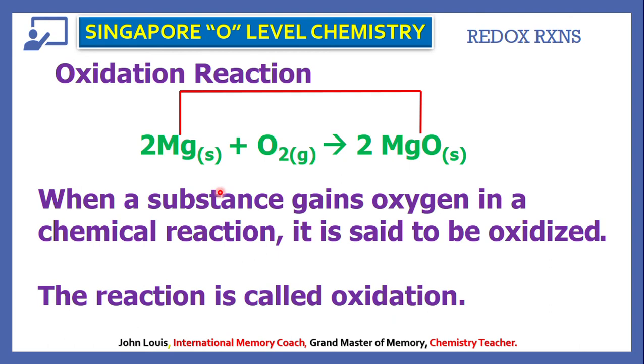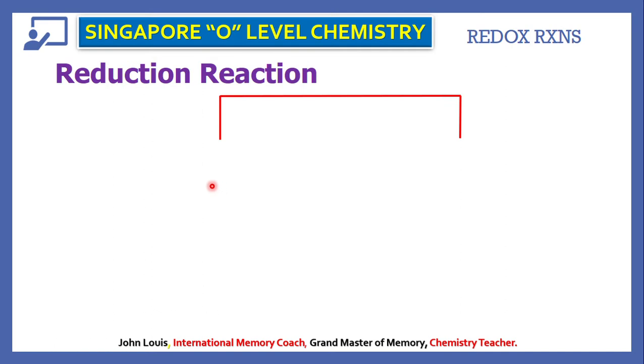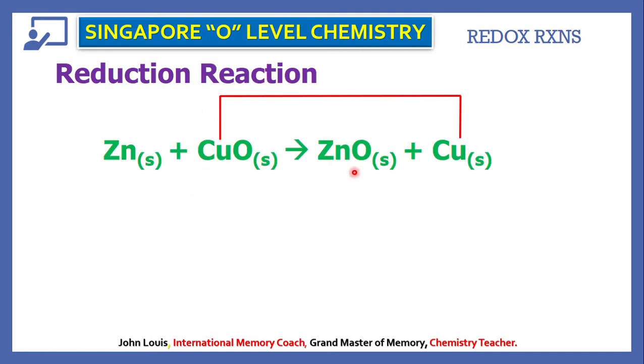Now let us try to understand reduction separately. What is meant by reduction? Let us take this chemical reaction: zinc reacts with copper(II) oxide. These two are reactants. It gives zinc oxide plus copper. These two are products. Now in this reaction, the copper(II) oxide on the reactant side is converted into what? Copper. So what change has taken place? Oxygen is missing. Am I right?